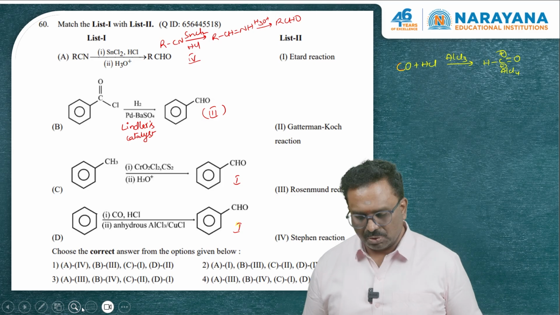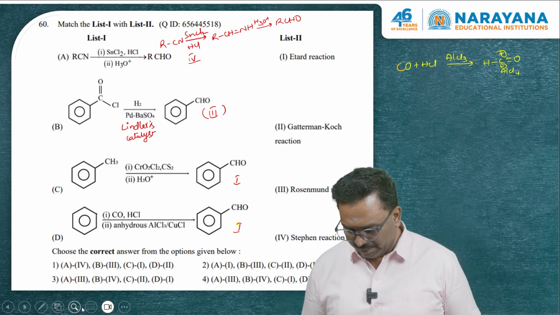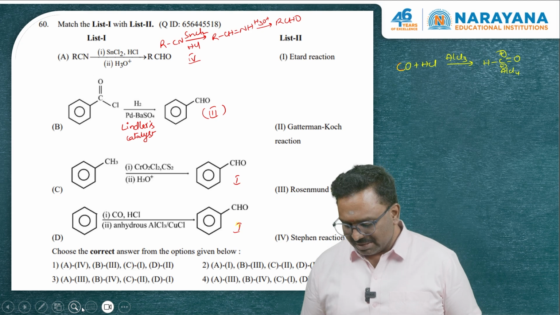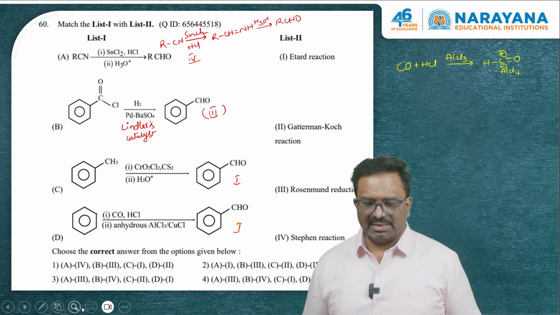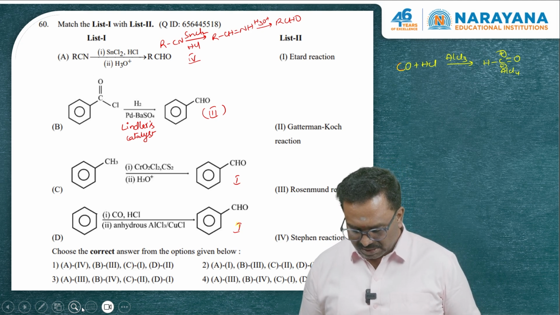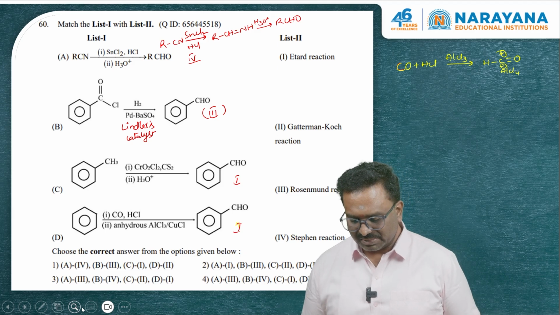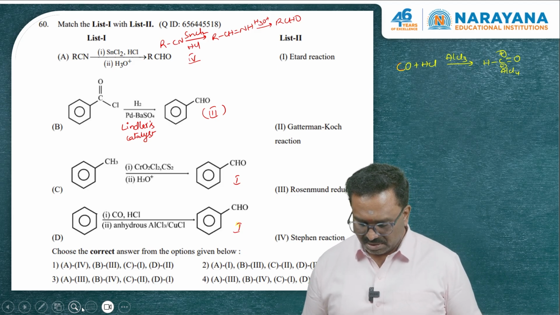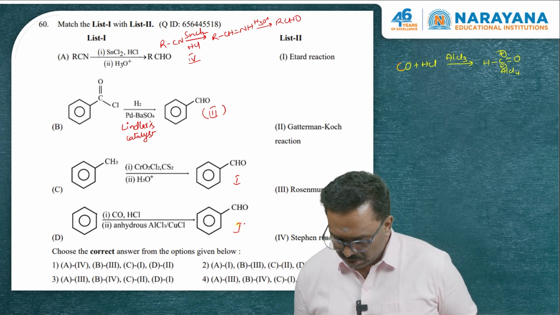If there is no activation of the aromatic ring, the presence of Lewis acids like AlCl3 is necessary, then only the reaction is carried out. So here, A is matching with 4, B with 3, C with 1 and D with 2.